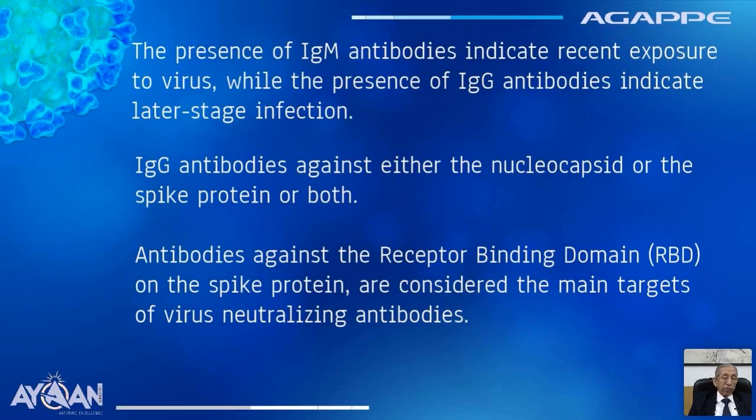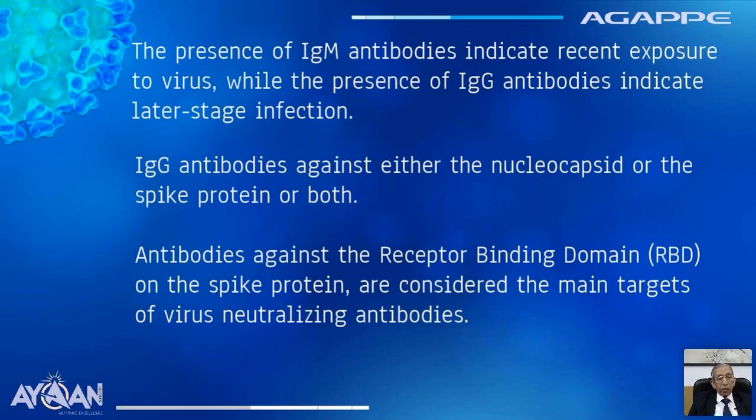Whenever any infection is taking place, after one week or something like that, IgM antibodies are the first type to come up. And then after a few more days, the IgG antibodies come. Therefore, the presence of IgM antibodies indicates recent exposure, that he has had an infection within the last week. That is what IgM antibodies mean. While the presence of IgG antibodies indicates a later stage infection. By that time, the patient must have cleared the virus, and all the disease manifestation will also be over.